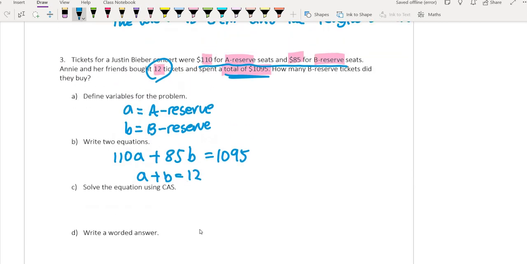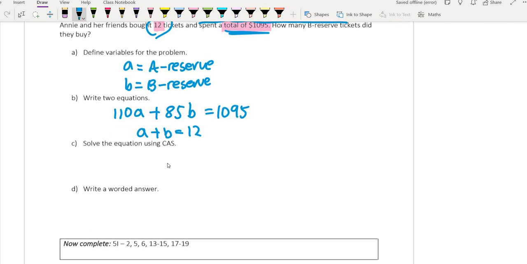And once we have two equations, obviously we use the CAS to solve and we write a worded answer. I'm going to leave you here to try these out for yourself.